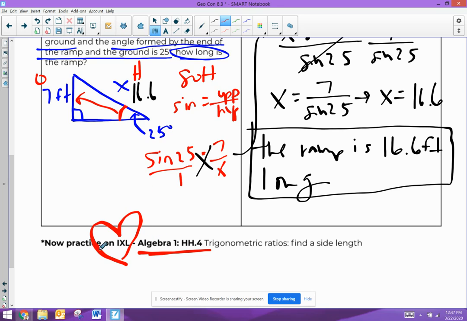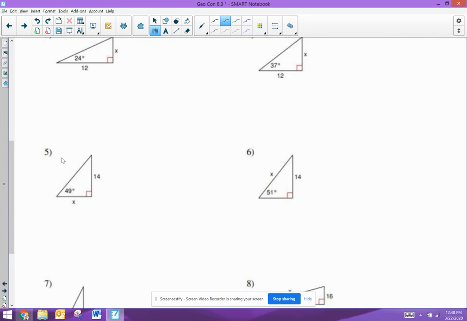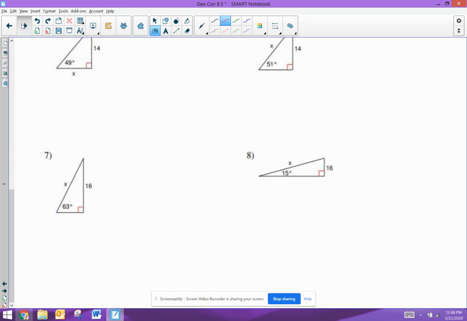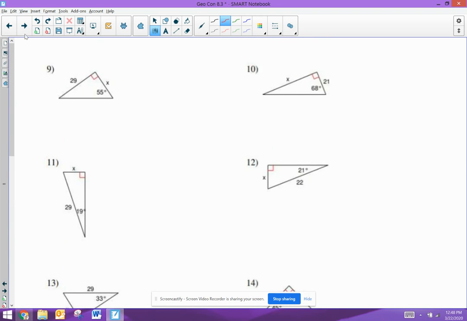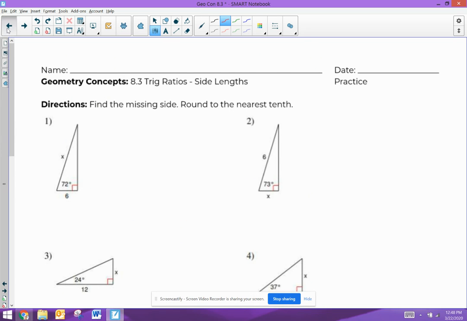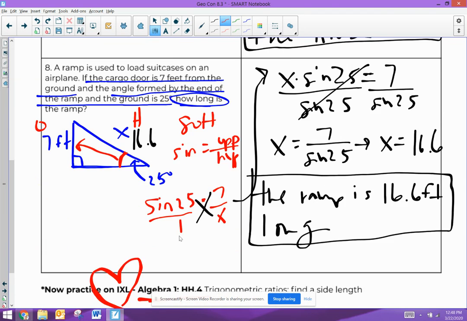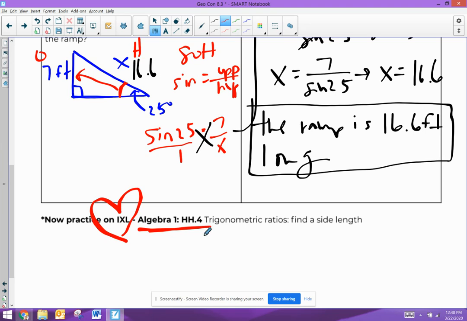All right, so this concludes the second week's lessons. You can practice, and there's also additional practice that I'll post in Classroom if you feel like you need that as well. Okay, but we will be grading the IXL HH.4 to an 80 or above.